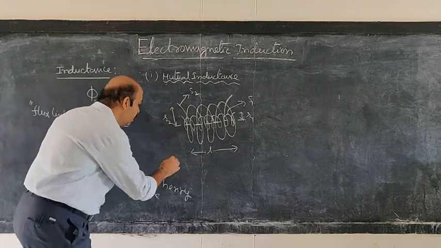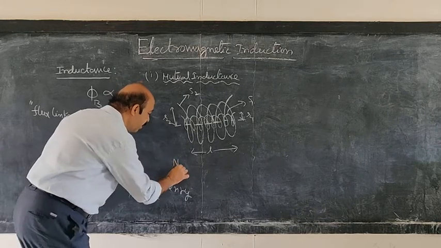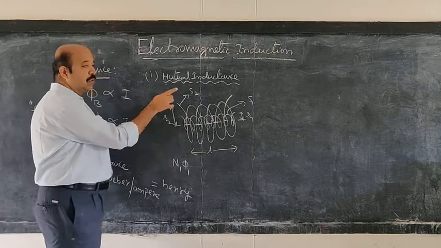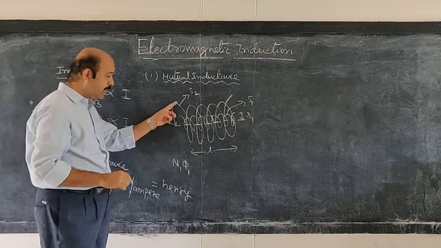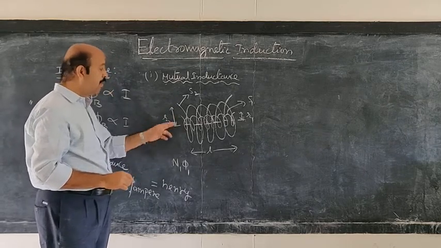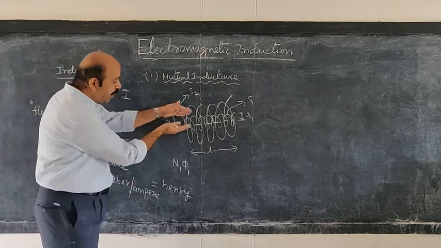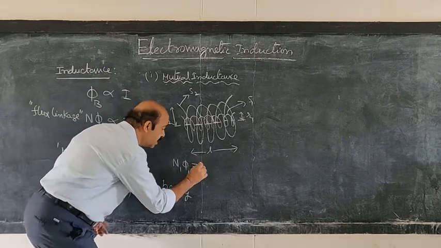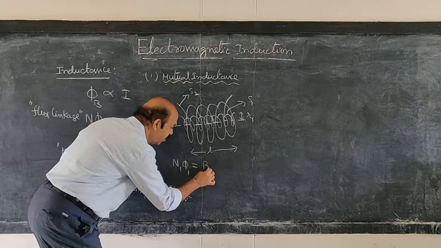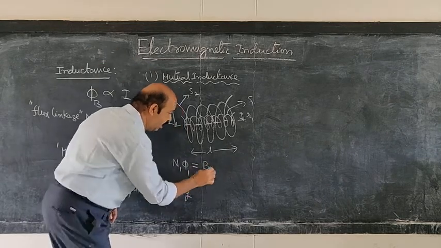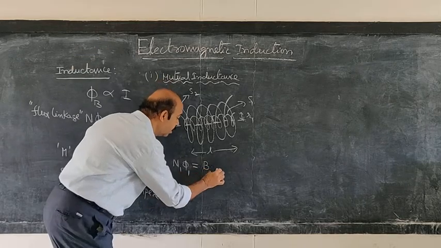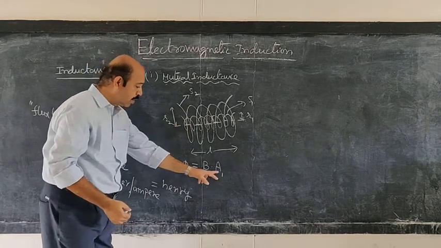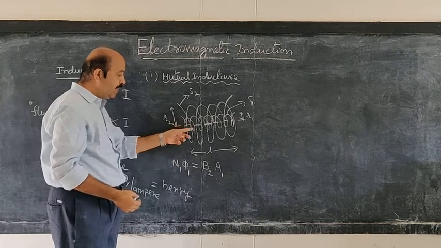So let us suppose the magnetic flux linked with the first coil when a current of I2 passes through the second coil. So what is I2? I2 is the current that is passing through the second coil, which will produce a magnetic field in which the first coil is immersed. So the magnetic flux linkage with the first coil is given by the magnetic field produced by the second coil and the area of the first coil, because the first coil is immersed in the magnetic field. So this gives the total flux linked with the first coil.